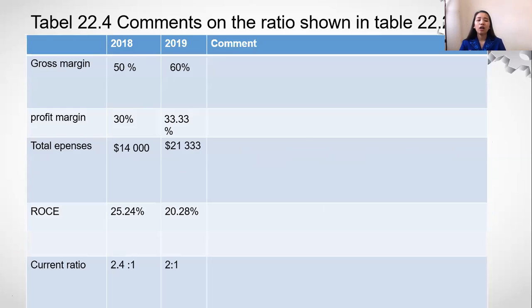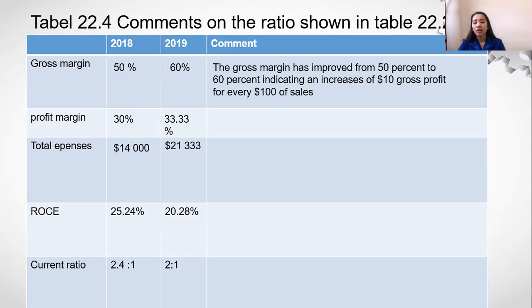Okay, after we calculate all of the ratios, I don't put the formula and how you calculate, just the results. So from this kind of results, we can give some comment. The first one in here, we do have gross profit, and the comment that we can make is the gross profit margin has improved from 50% to 60%, indicating an increase of $10 gross profit for every $100 of sales. So it's about $10.